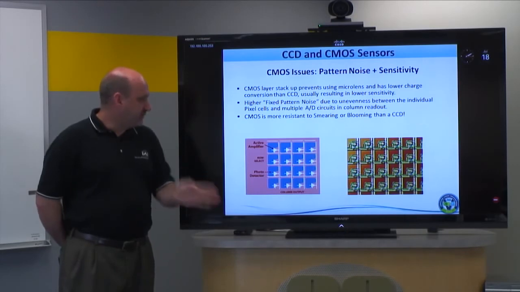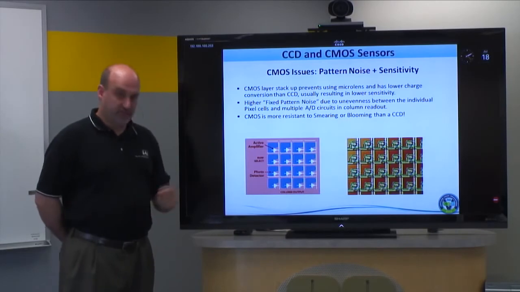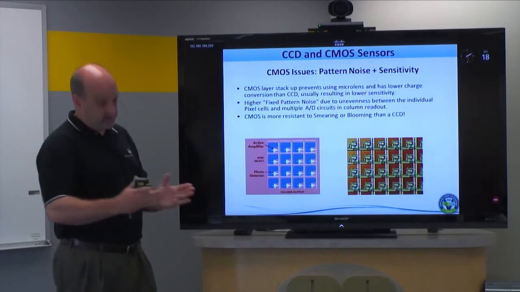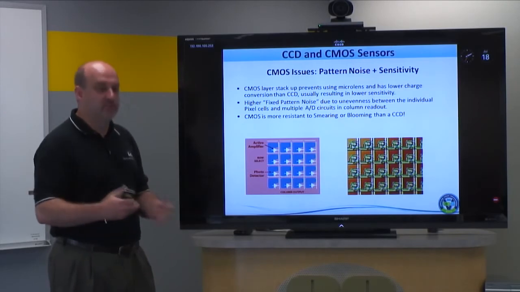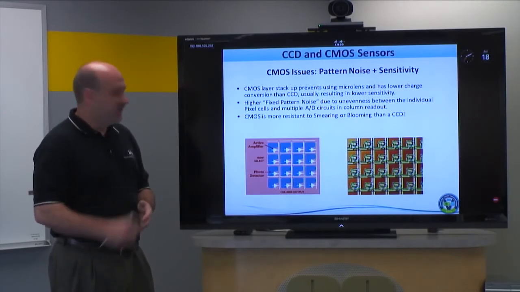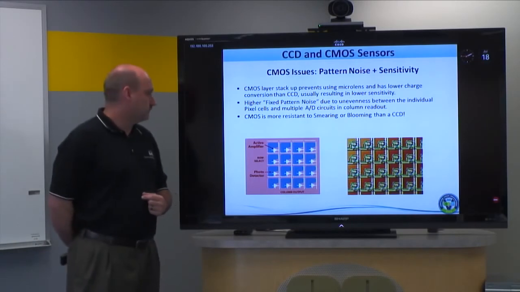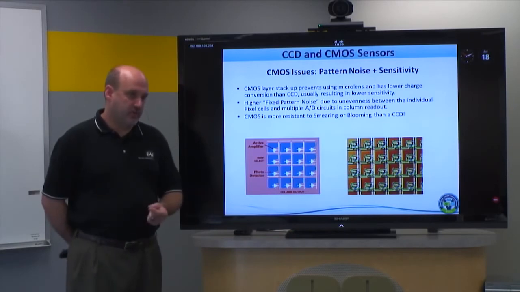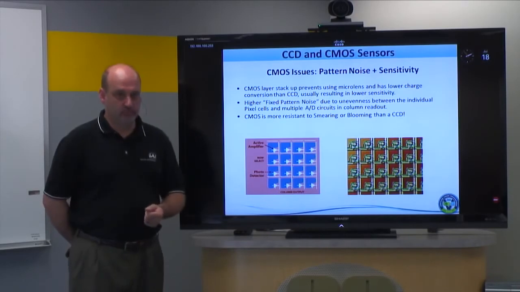that fixed variation between all these massive parallel A to D circuits and amplifiers causes a fixed pattern noise in the imager because it's not changing. The gain of this A to D circuit is always a little higher than the one next to it, and that's not changing. Despite manufacturers working to keep these uniform, they're never perfect. And so typically one of the key noise sources in a CMOS imager is fixed pattern noise in the background. However, because they're not rolling the charge around, CMOS imagers tend to be more resistant to smearing or blooming than a CCD.